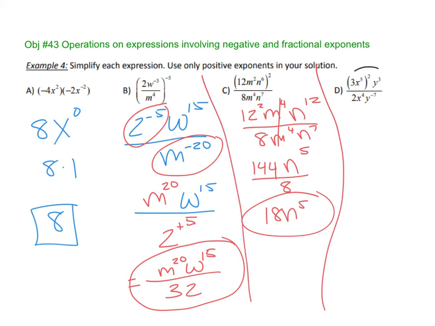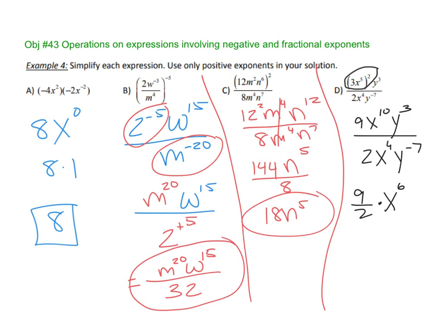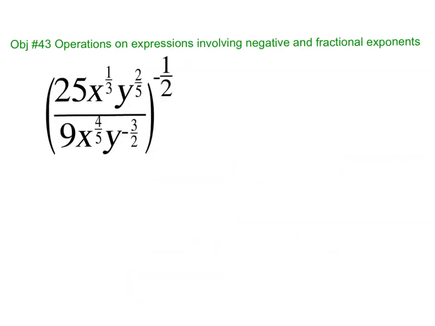All right, and last one. So I'm going to start with my power of 2. So 3 squared is 9. So 9x to the 10th, y to the 3rd, over 2x to the 4th, y to the -7. So you can make it 4.5. You could leave it 9 over 2. I really don't care. Let's see. 9 over 2. This becomes x to the 6th, y to the 10th. So you could do that. You could do 9x to the 6th, y to the 10th over 2. You could put 4.5. It's up to you. It doesn't matter to me.